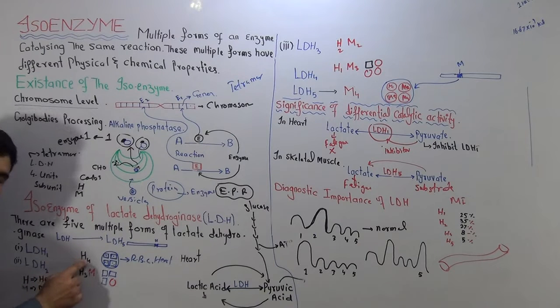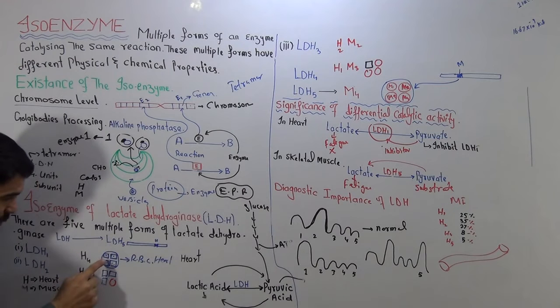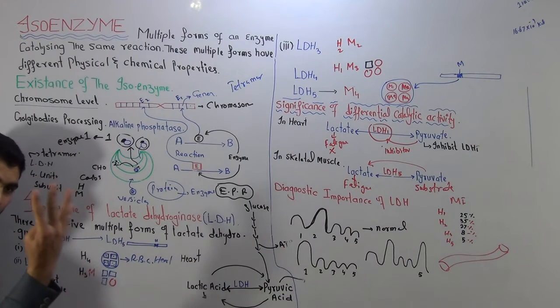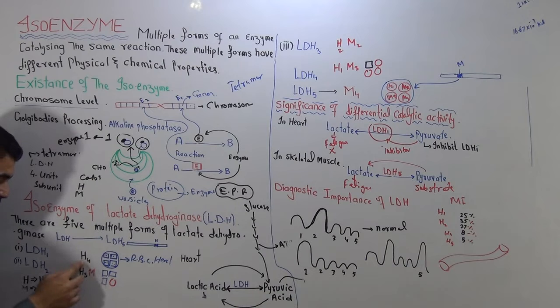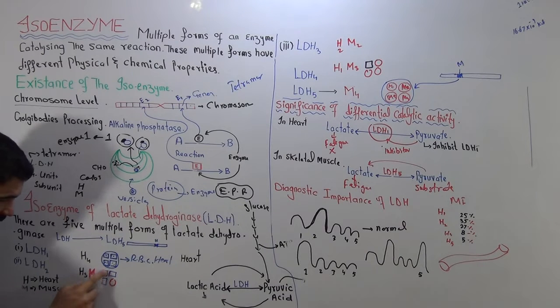Now H is for heart, then what does 4 mean? 4 means there are small units, 1, 2, 3, 4. These 4 smaller units combine to give us H4 or LDH1. And all these subunits are similar, H, H, H, H. Now if you come to LDH2, we write it H3M. H3M means there are 3 H type subunits and 1 M type. Look, I have mentioned it in red color and even the sphere. Again 4 units are there, but 3 are H type and 1 is M type.